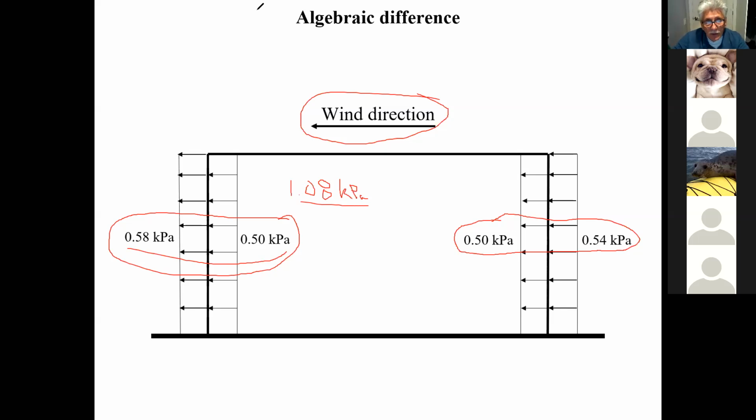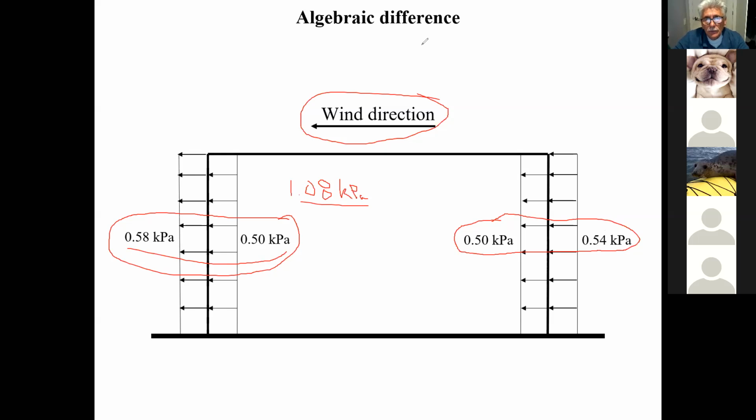So this is what we mean by the algebraic difference, because this value was negative, this value was positive, they add up together. This one was positive, this one was negative, they add up together, both going towards this way and this one going toward the wall.